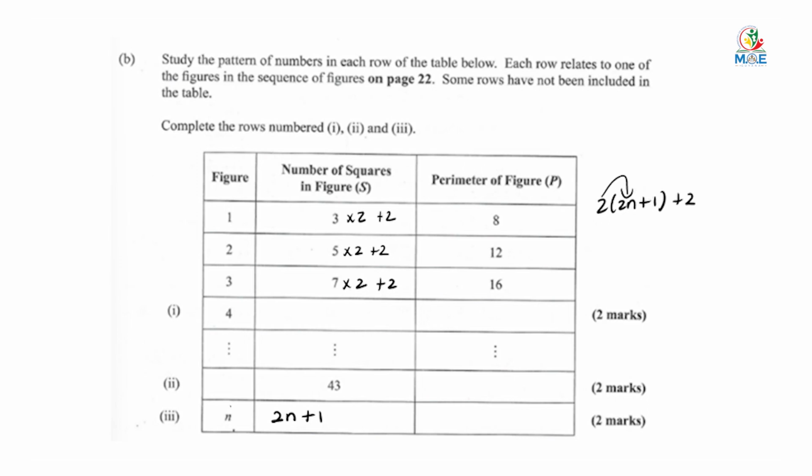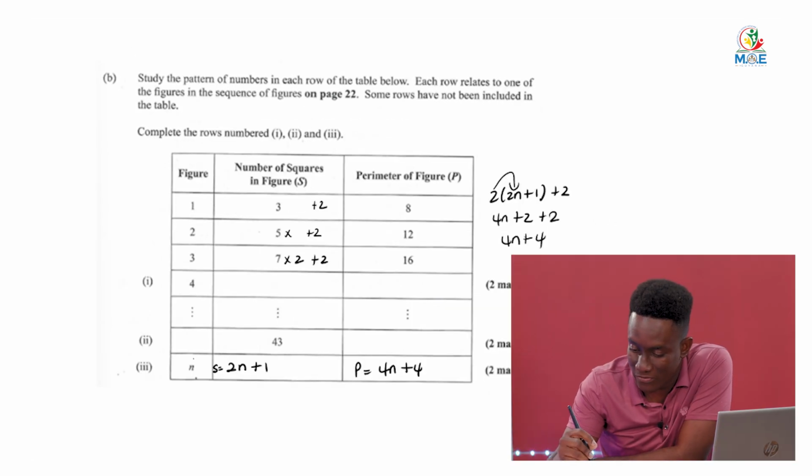So 2 times 2n would give me 4n. 2 times 1 would give me plus 2. And then I add the 2 on the side here. So 4n, 2 plus 2 would give me 4. So 4n plus 4. And that would be the perimeter. So you can say P is equal to this here, because that's the perimeter, and they have S is equal to that. So now let's answer out the rest of the table.